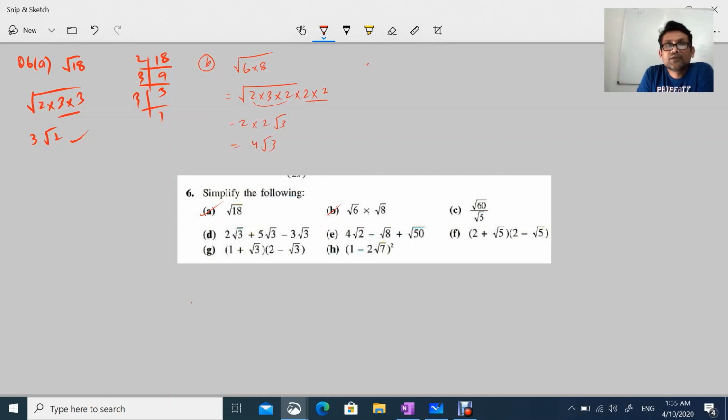Okay, part C. For this part I will discuss 2 ways to solve. First, we can write in one root, 60 upon 5, 5 times 1 and 12. So under root 12, and then you can break it into 2 into 3. This is 12. So this pair, and 2 into under root 3, and that's your result.